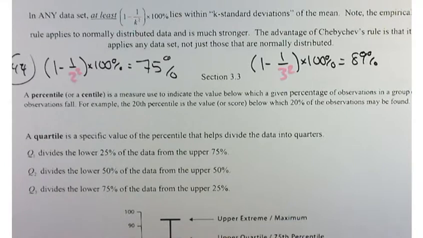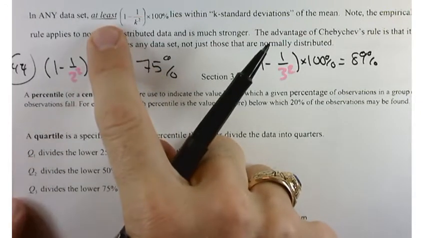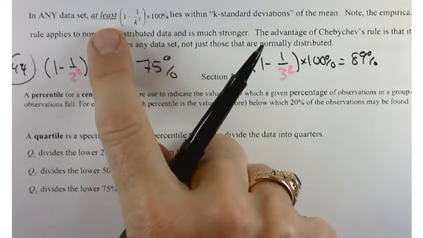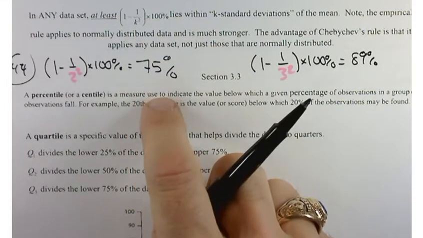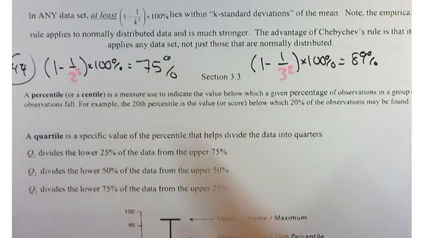What's the one big difference between the empirical rule and Chebychev's rule? Yeah, perfect. Well said. The empirical rule has to use normally distributed data, and Chebychev's rule doesn't. Now this is a minimum. At least this percentage has to lie within k standard deviations of the mean. It could be a lot more. Could be all of it. It's just a minimum guarantee here.